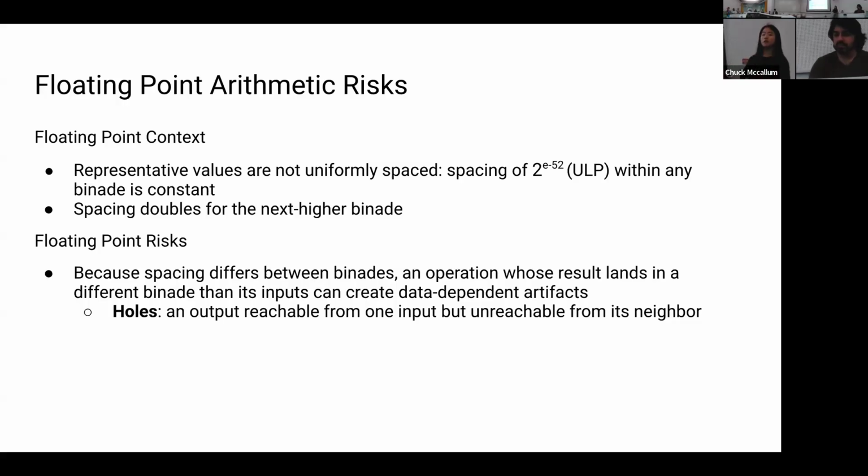An example of that is holes, which is when you have an output that is reachable from one input, but is not reachable from its neighbor. Because of that, if an adversary can observe an output, it can potentially infer what that input is. So there are some concerns there.